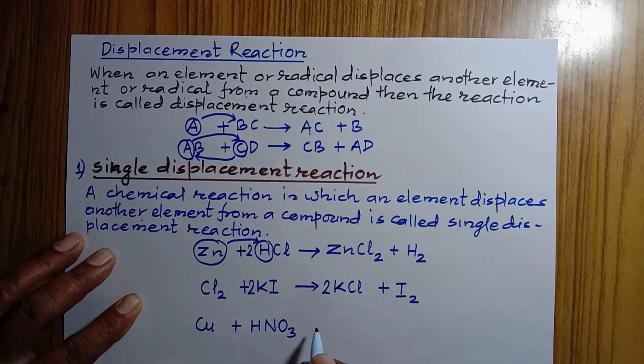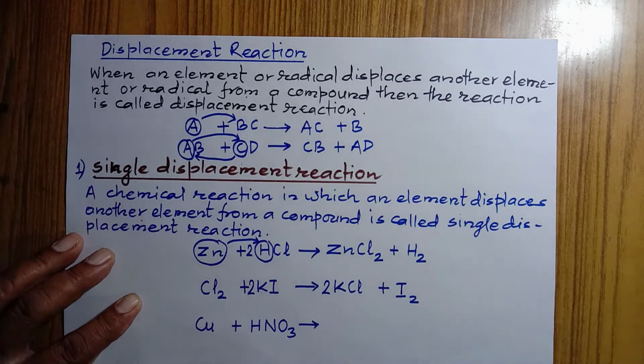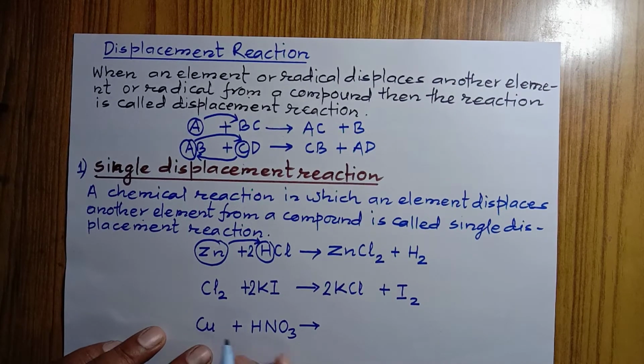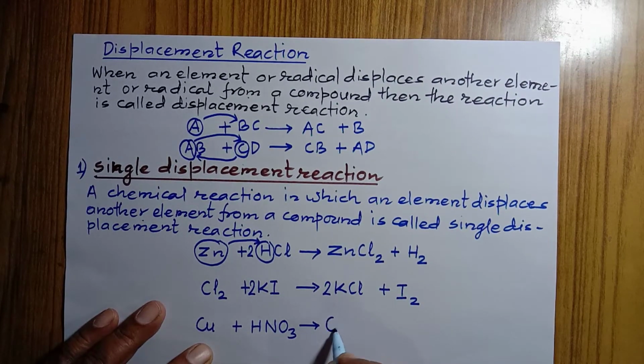HNO3. This is nitric acid. This we remember from the previous class. We have to remember some of the acids and their formulas. When a metal reacts with an acid, it displaces hydrogen from the acid. So copper displaces hydrogen and what forms?